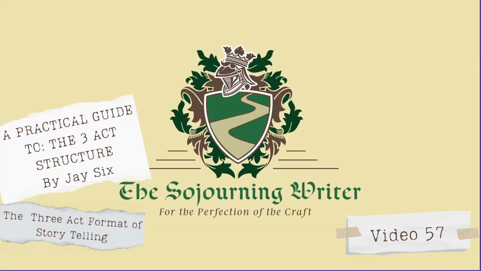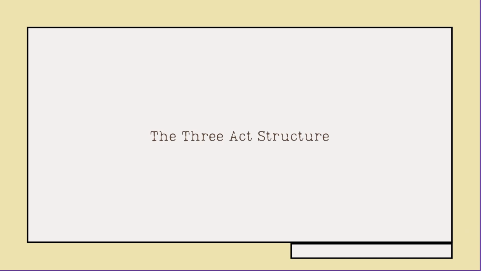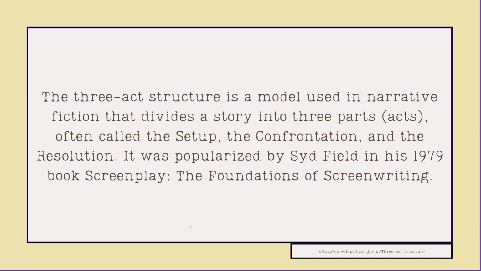Today we're going to be taking a look at a practical guide to the 3-act structure by J6. Basically the idea here is that we're going to be taking a look at the traditional 3-act format to help aid our storytelling. What is the 3-act structure? The 3-act structure is a model used in narrative fiction that divides the story into 3 parts or acts, often called the setup, the confrontation, and the resolution. It was popularized by Sid Field in his 1979 book Screenplay: The Foundations of Screenwriting.